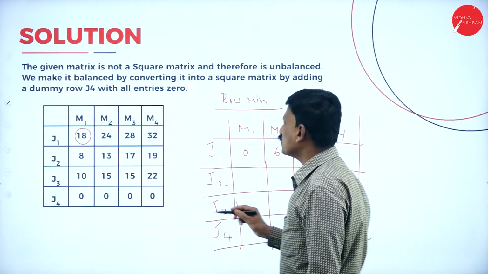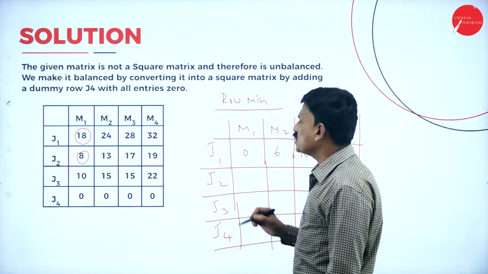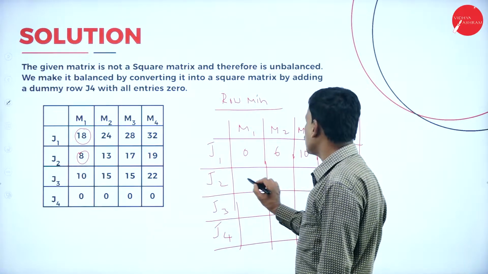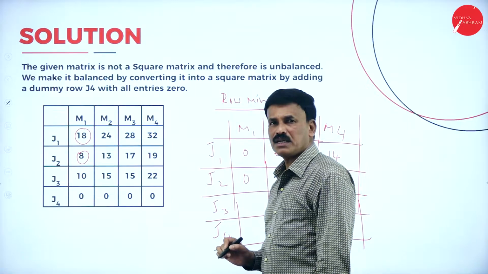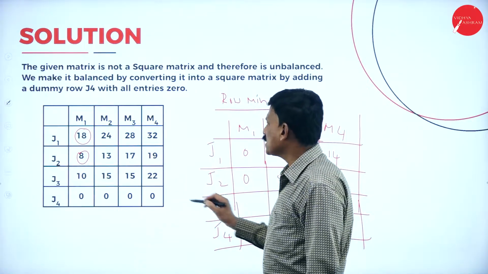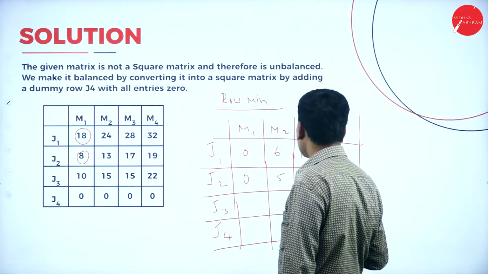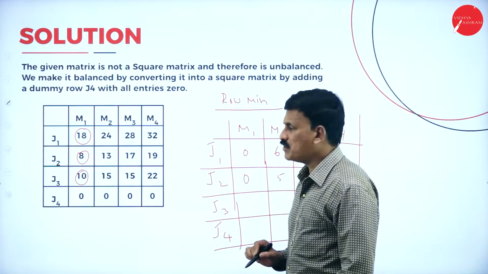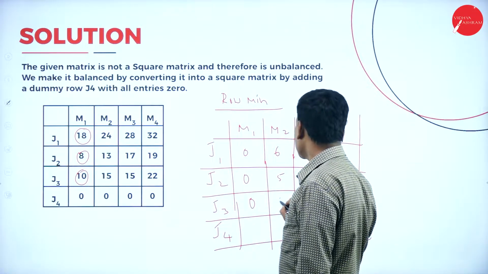Now let us come to the second row. In the second row, the minimum value is 8. So subtract each and every element by 8. 8 minus 8 is 0. 13 minus 8 is 5. 17 minus 8 is 9. 19 minus 8 is 11. The minimum value is 10 in row 3. So 10 minus 10 is 0. 15 minus 10 is 5.